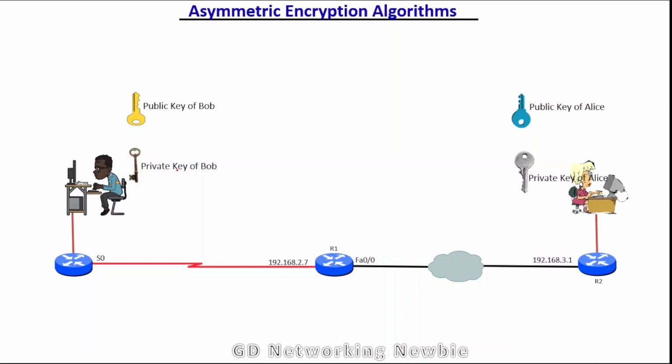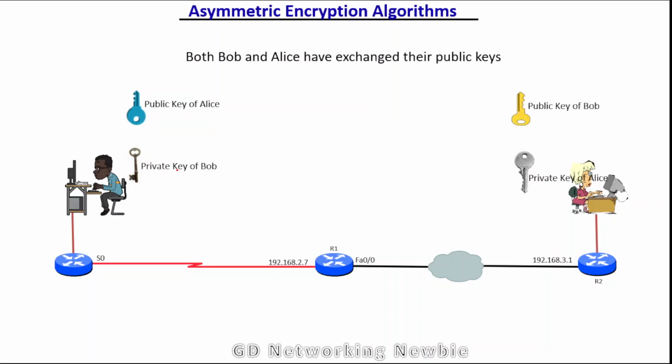Now, when both users have generated the public and private keys, they will exchange the public keys with each other. Let's say Bob sends his public key to Alice, and in the same way, Alice also sends her public key to Bob. After this step, both Bob and Alice have exchanged their public keys. You can see here Bob has received the public key of Alice and Alice has received the public key of Bob.